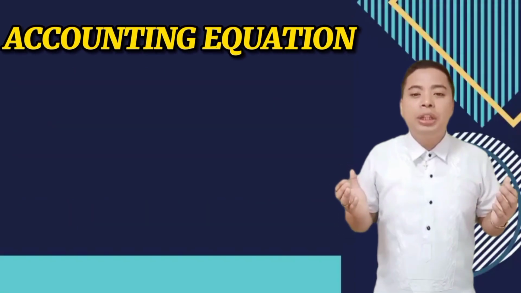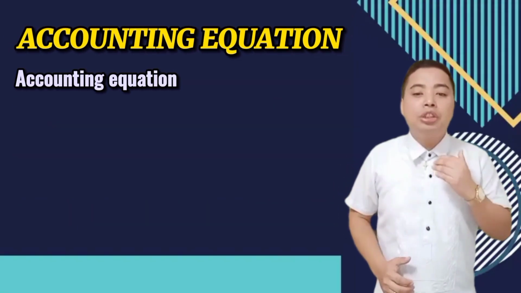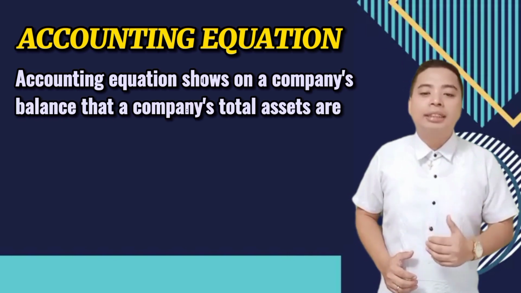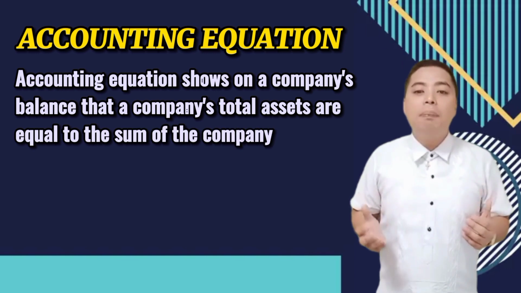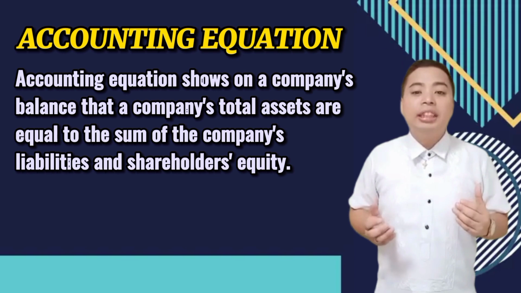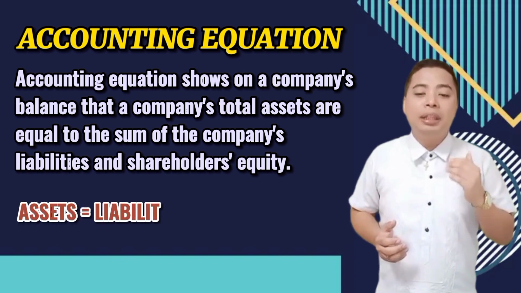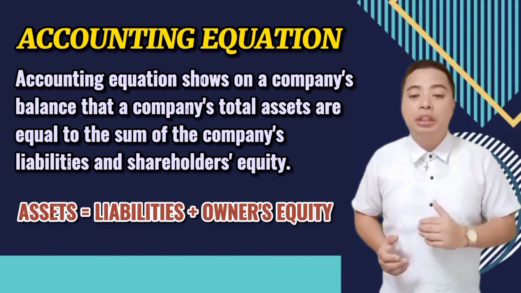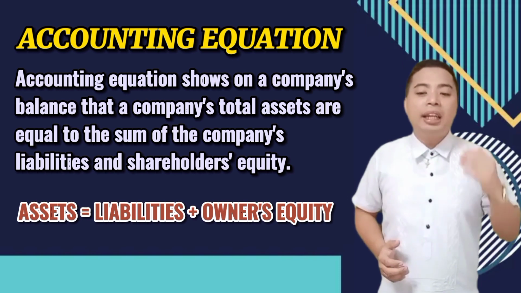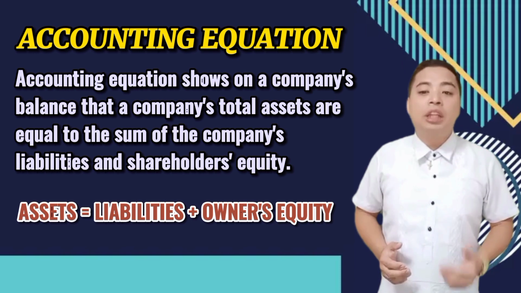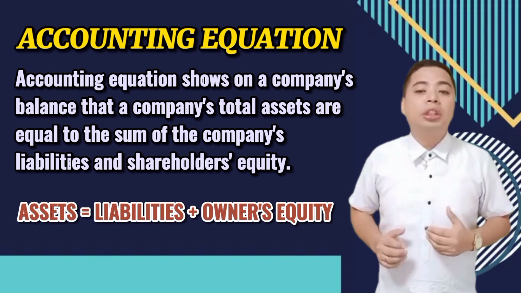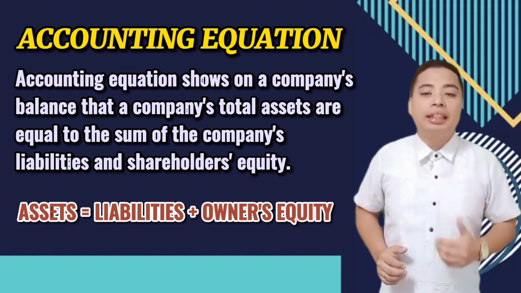What is an accounting equation? The accounting equation shows on a company's balance sheet that a company's total assets are equal to the sum of the company's liabilities and shareholders' equity. So in short, assets equal liabilities plus owner's equity. Assets should be balanced to the sum of the liabilities and the owner's equity. And the accounting equation is the most important equation in our accounting.